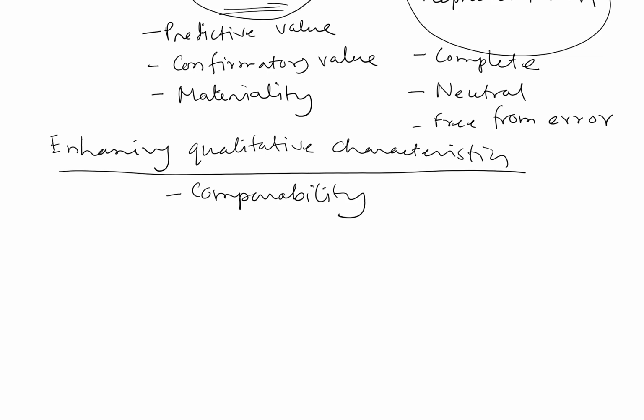we can say one information is really very useful, or the qualitative characteristics are really well if we can easily compare that information with other similar type of information. So comparability is really important. Another is verifiability.